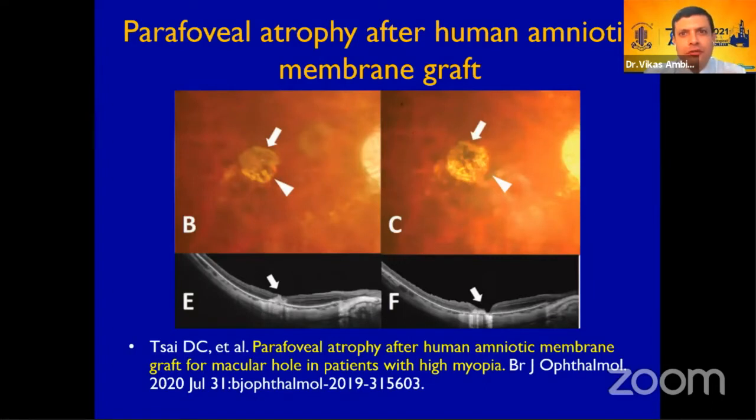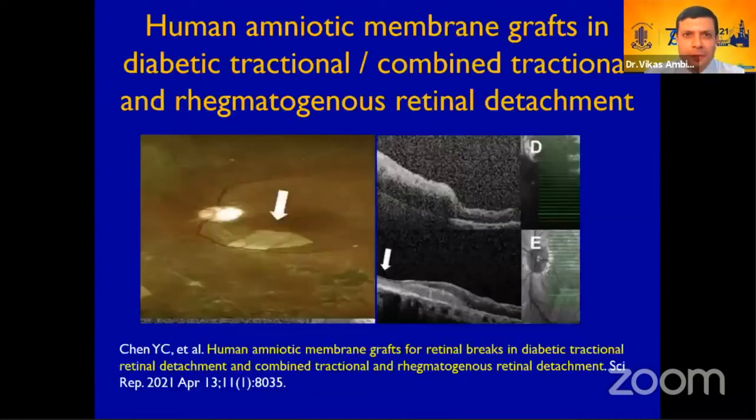There have been reports of a complication, parafoveal atrophy, which was seen after usage of this graft, but it was seen only in myopic eyes. This study only had myopic eyes which already had myopic macular degeneration, so this might not be the case in the rest of the eyes. So this is one of the recent usages of amniotic membrane.